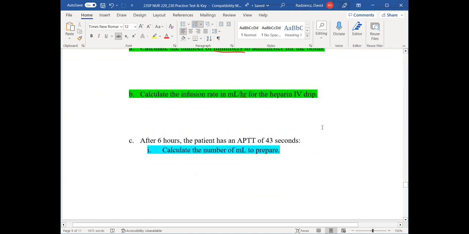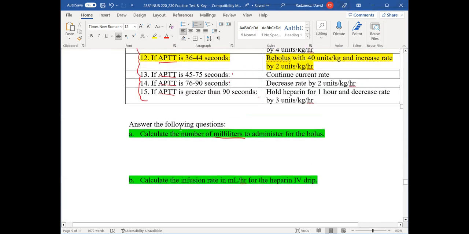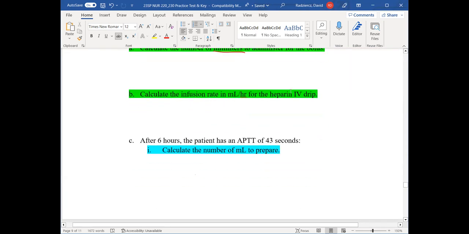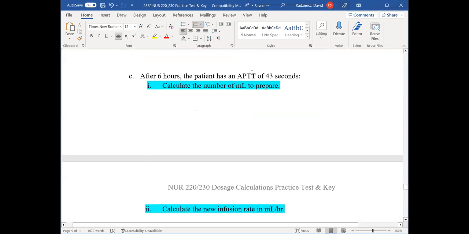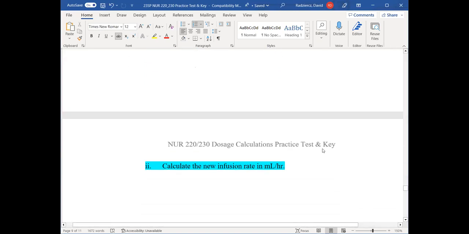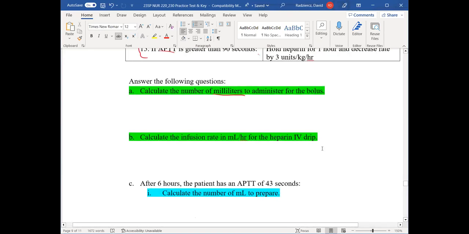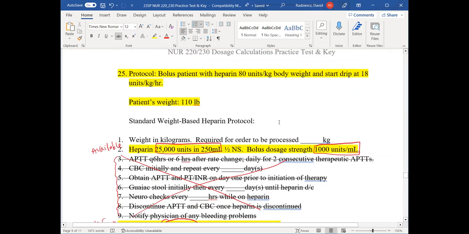On the practice, I gave you 4 questions. I gave you the initial bolus and initial infusion rate, and then after assessing the patient and finding out the APTT, to calculate a new bolus and a new infusion rate. And so I'm going to go through all that here right now.